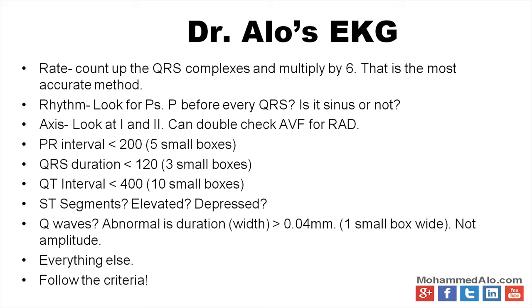Rhythm is the next step. You've got to look for the P's. Is there a P before every QRS? And is there a QRS after every P? If so, then we call that a sinus rhythm. Otherwise, it could be something else, and we'll go through that.